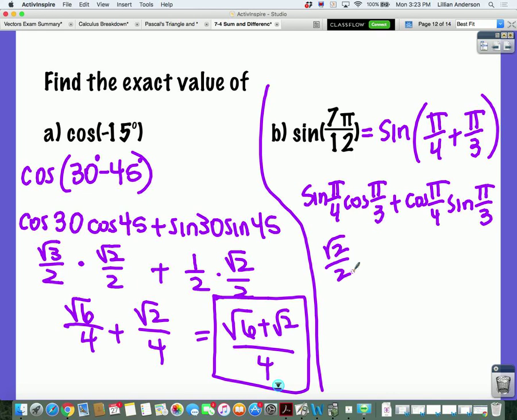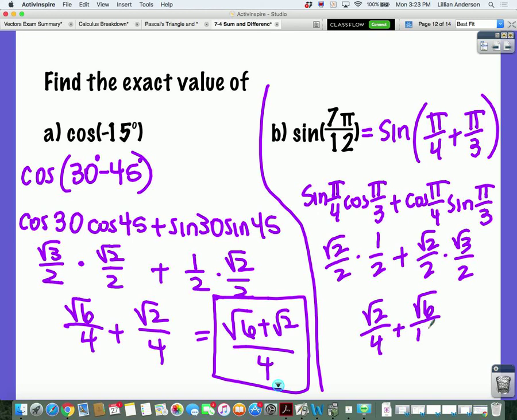The sine of pi over 4 is root 2 over 2. The cosine of pi over 3 is 1/2. The cosine of pi over 4 is root 2 over 2. The sine of pi over 3 is root 3 over 2. When I multiply these out, I get root 2 over 4 plus root 6 over 4, which is again another root 2 plus root 6 over 4.